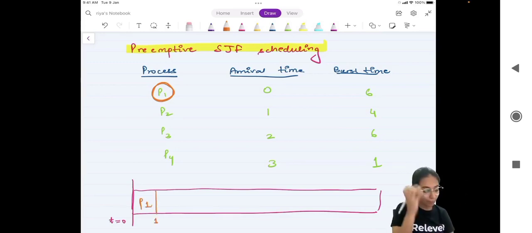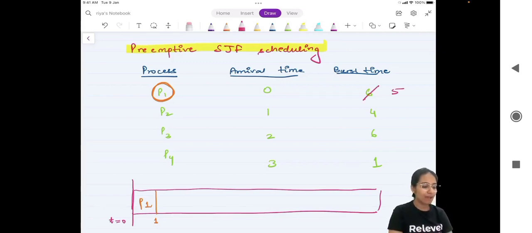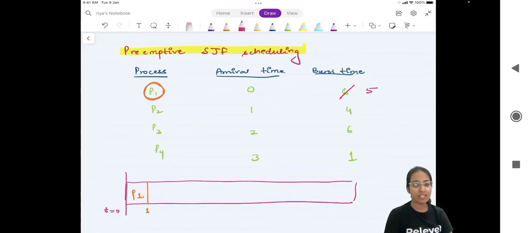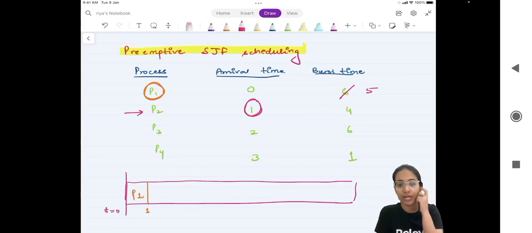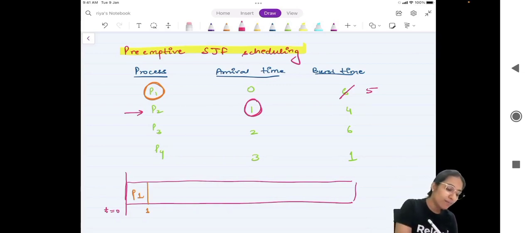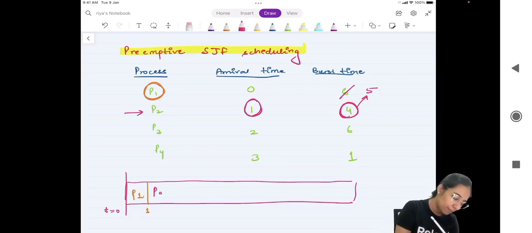Okay. So at t equal to 1, we only have 5 more execution units of process P1 to execute. But at the time t equal to 1, there is another process which comes into the queue, right? Its burst time is less than the remaining time of P1. Since that happens, we basically start executing P2 over here and P1 is stopped.